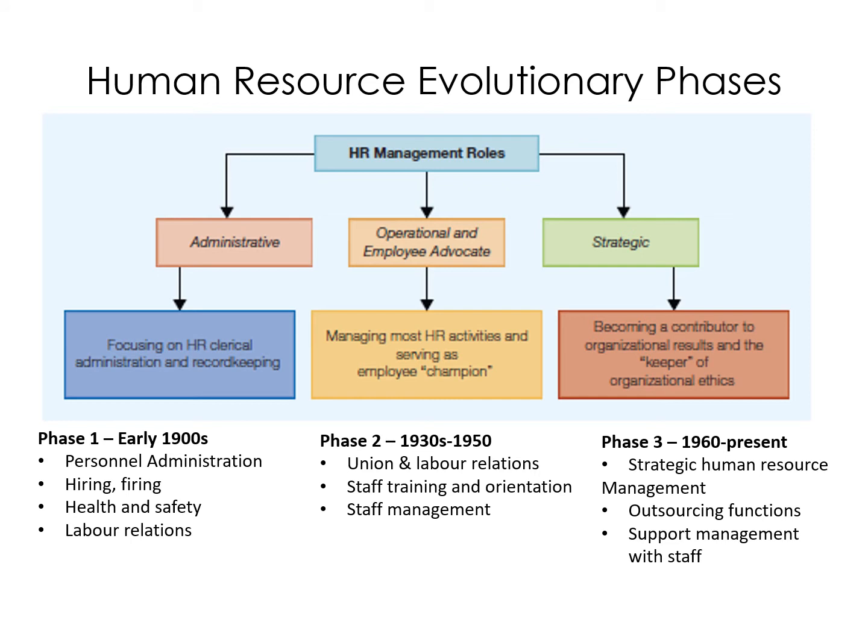So there are three basic umbrella terms that we use for the different types of roles that human resources conducts. We have administrative roles, operational and employee advocacy roles, and we have strategic roles. I also want to call to your attention that there has been an evolution of human resource practices over time.